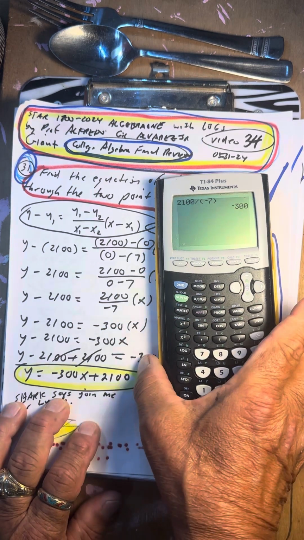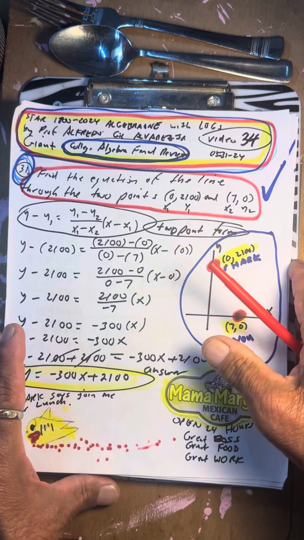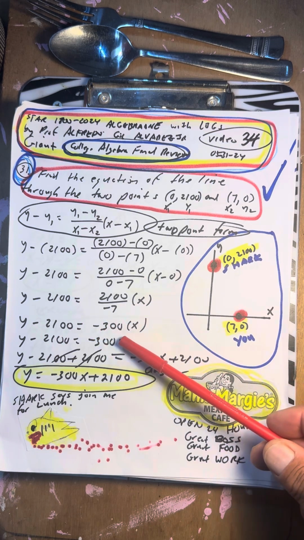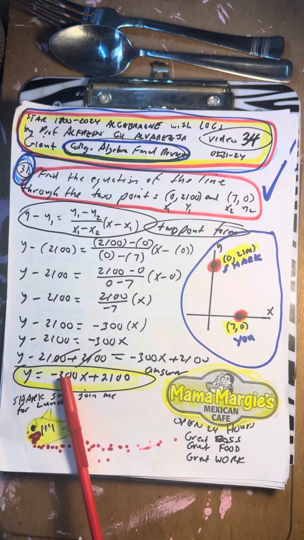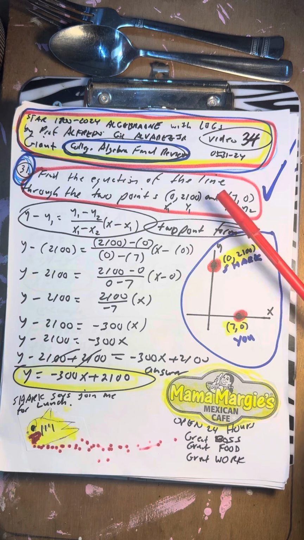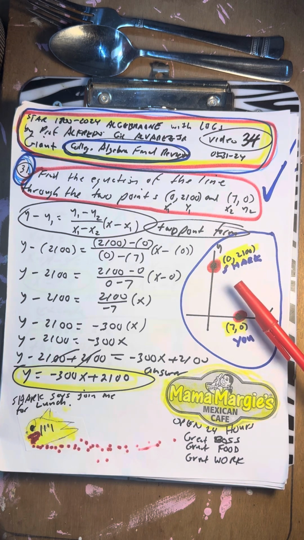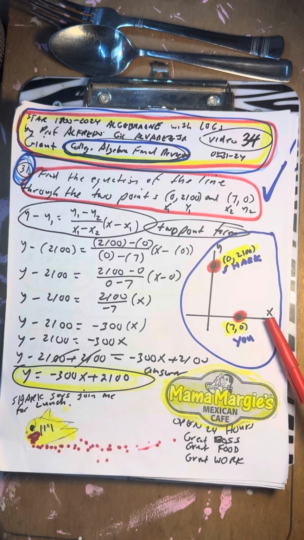Okay, so you can use the machine. If you want to use this, that's fine. Just grab the calculator. Use it. All right, so now we have negative 300 times x is negative 300x. Add 2100. So y equals negative 300x plus 2100 is the equation of the line that goes through the 2 points right there. There's the first point. There's the second point. Think like the shark and you. And eventually the shark wants to join you for lunch, I guess.